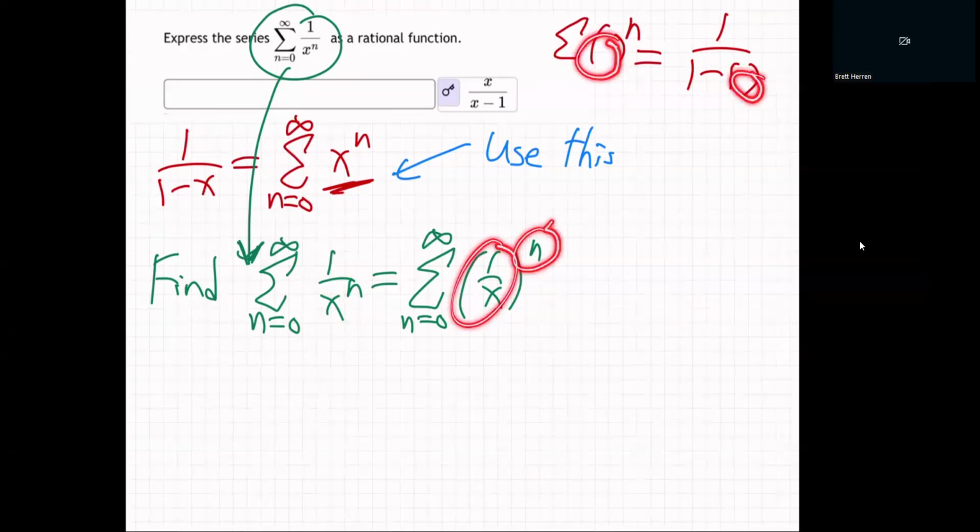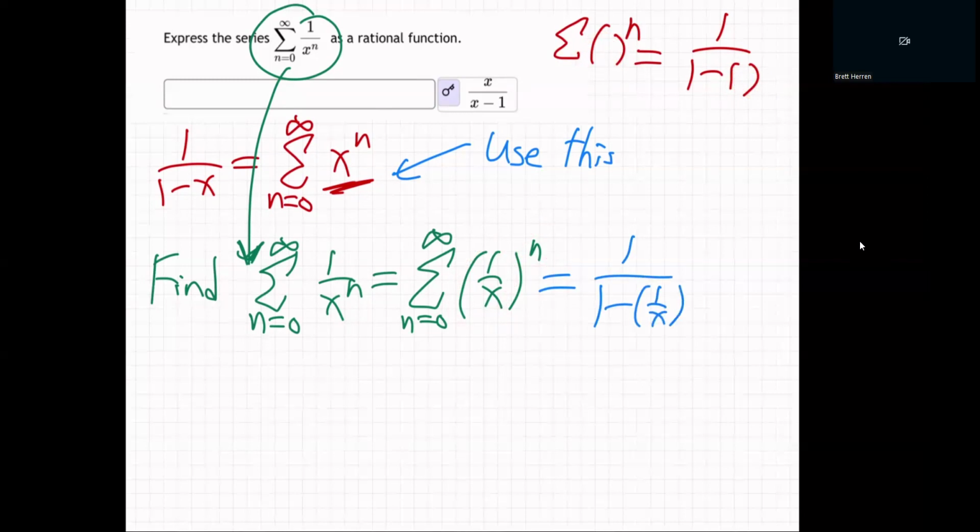Plug in the something, plug in the something. So now that's definitely going to equal 1 over 1 minus that something, right? We're just sticking in 1 over x here and 1 over x there, right? Match, and so it equals this. So there's our answer, except we've got to clean it up.